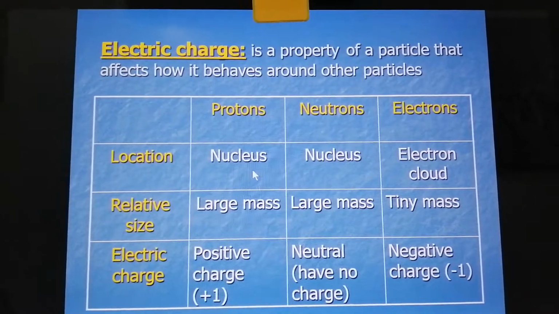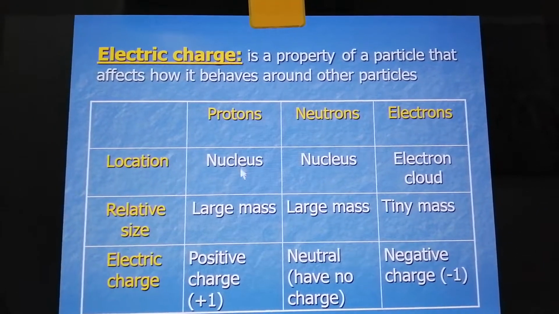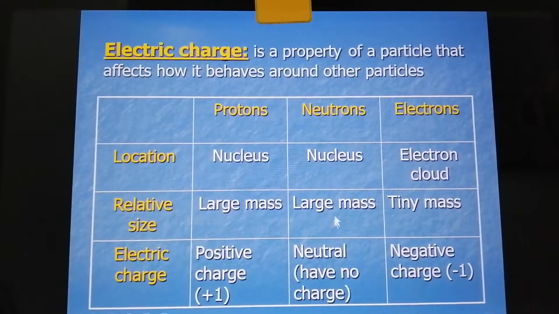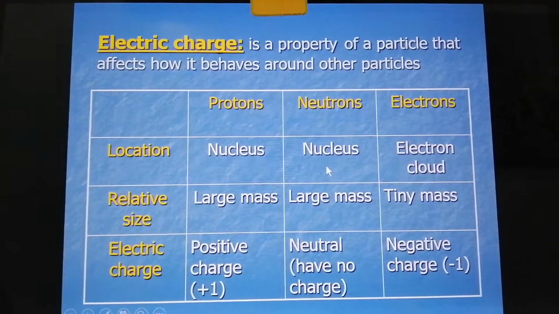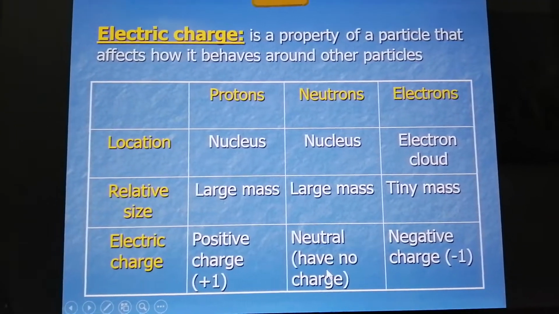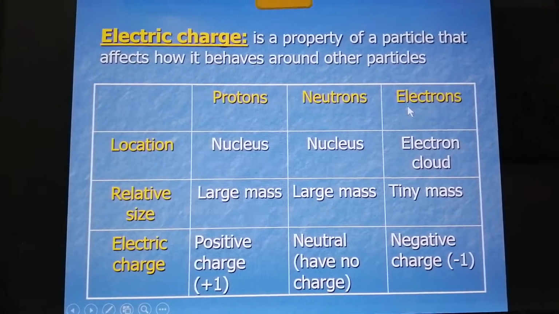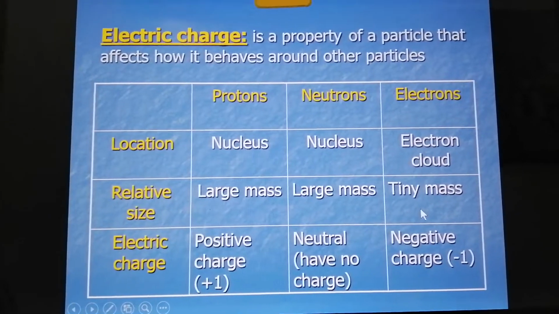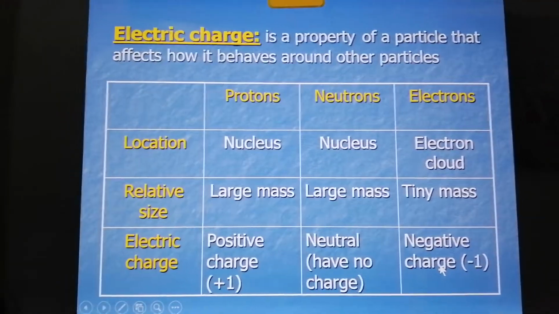So protons are in the nucleus, they have large mass, and they are positively charged. Neutrons are in the nucleus, they have large mass, and they are neutral or no charge. Electrons are in the electron cloud, they have tiny mass and negative charge.